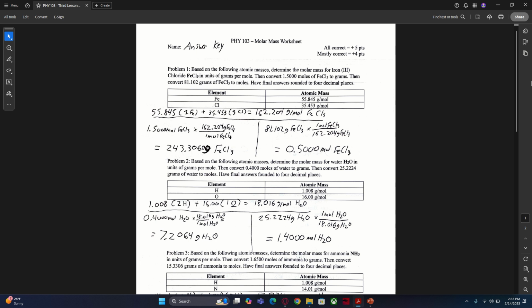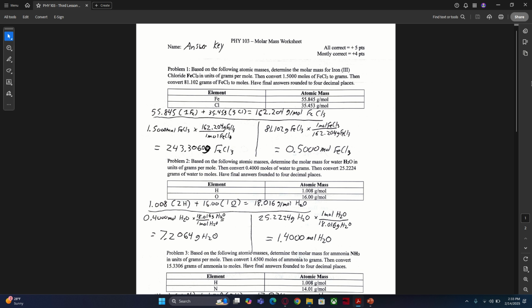The first problem is based on the following atomic masses. Determine the molar mass of iron 3 chloride, FeCl3, in units of grams per mole, and then convert 1.5 moles of iron chloride to grams. And then convert 81.102 grams of iron chloride to moles. Have final answers rounded to 4 decimal places.